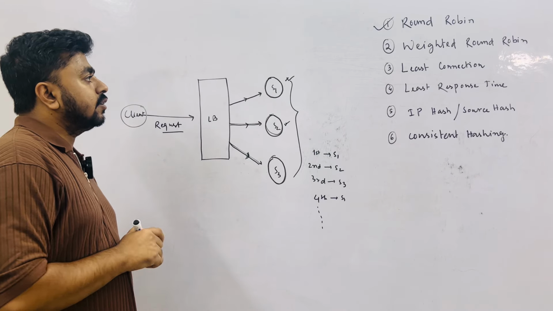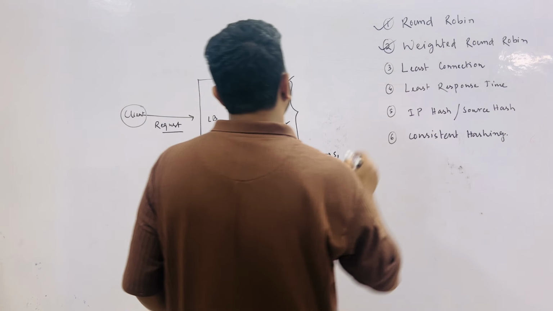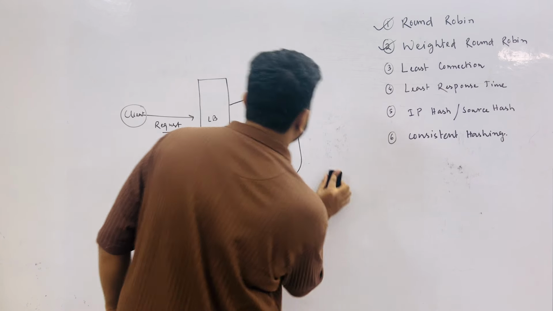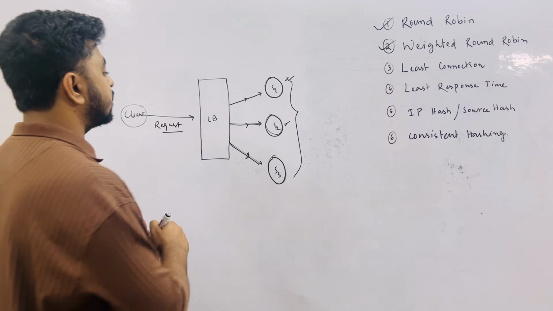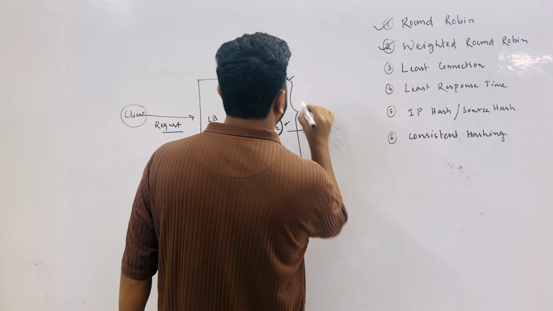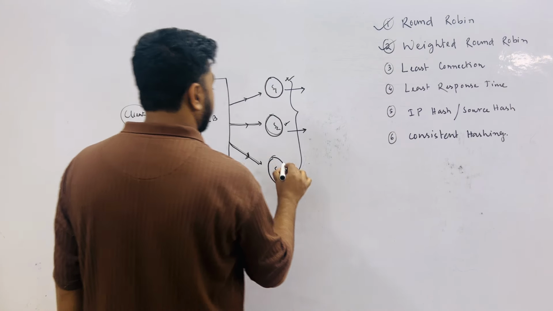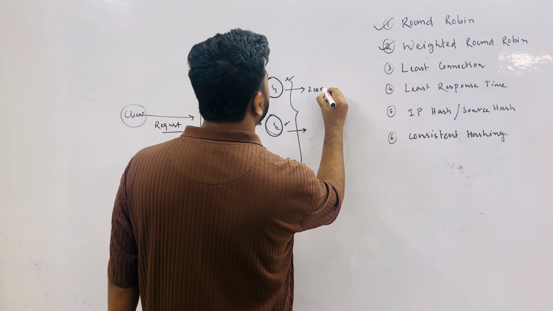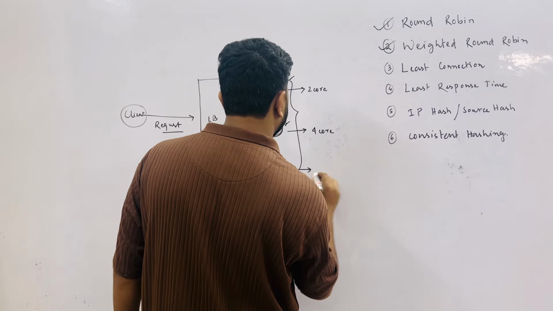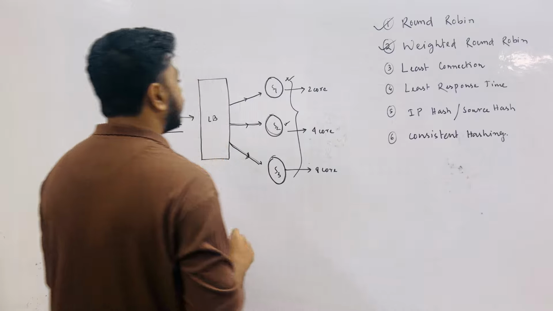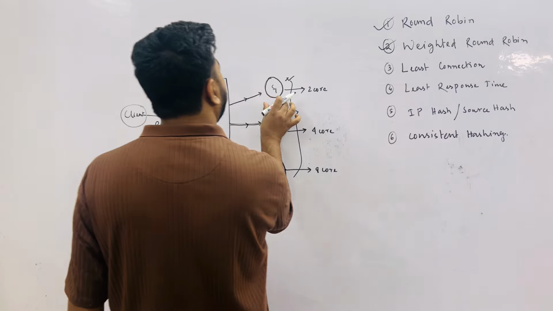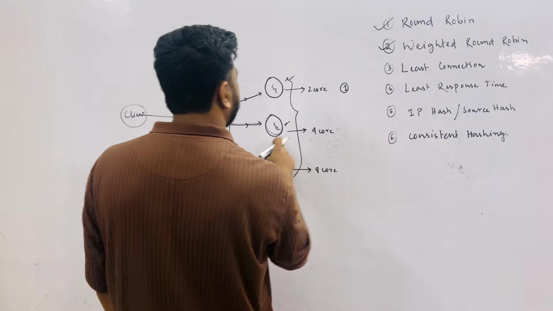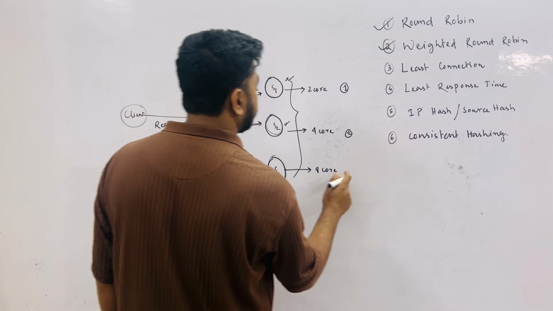Okay. And when it comes to weighted round robin, what does that mean? Weighted round robin comes into the picture when, just consider S2 is a bigger machine and S1 is a smaller machine, and S3 is also bigger than S2. Suppose S1 and S2 are 2 core and 4 core machines, and S3 is an 8 core machine. Then if the weight of S1 is 1, S2 will be 2, and S3 will be 4.